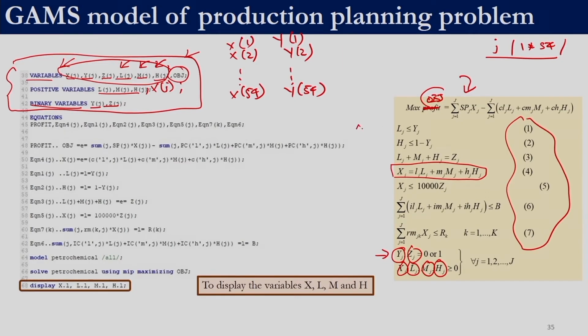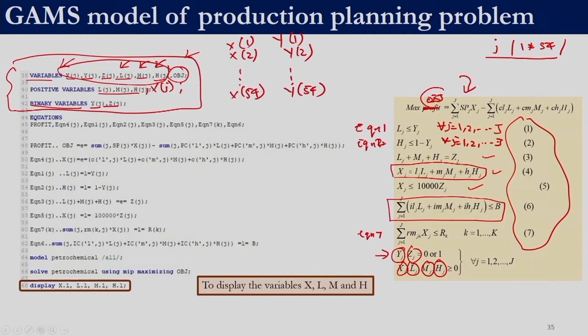So, these equations we will call EQN1, EQN2 and all the way up to equation 7, right. And all of these equations, if you remember, are to be written for all the processes, 1, 2 all the way up to j. So, this is true for equation 3, equation 4 and equation 5, whereas this will be only a single constraint because there is only one investment cost, right. Similarly, this equation will come twice, or k times.